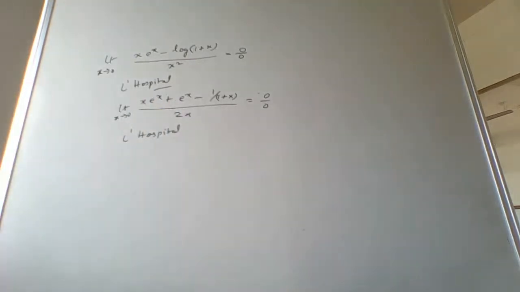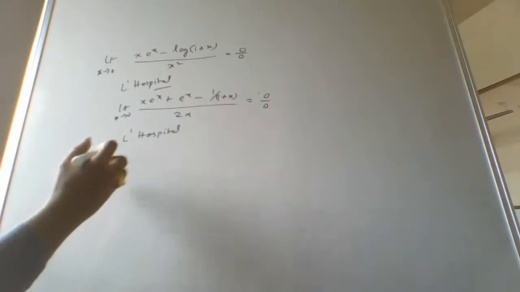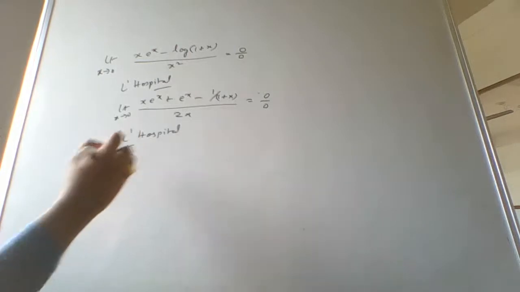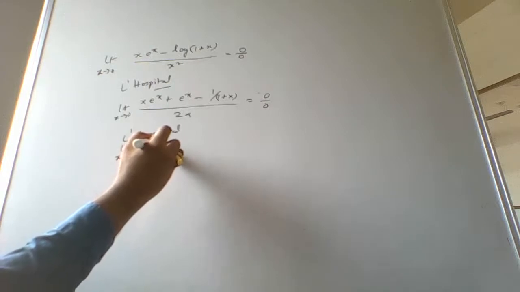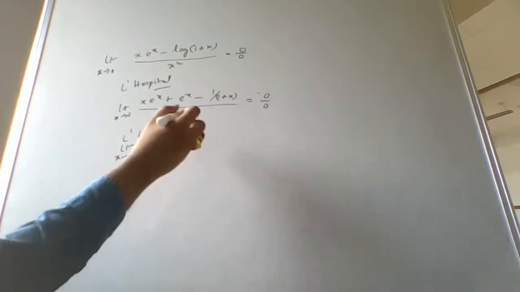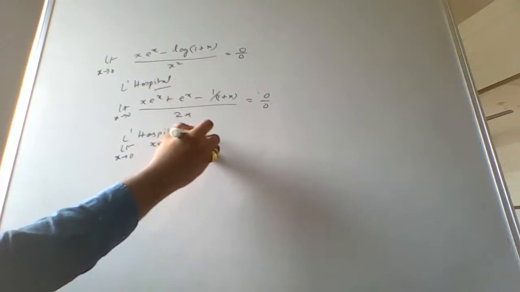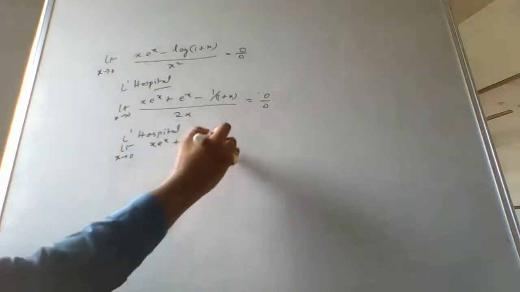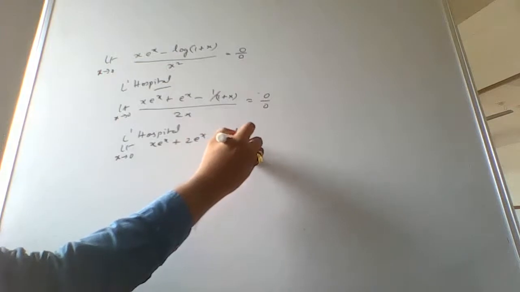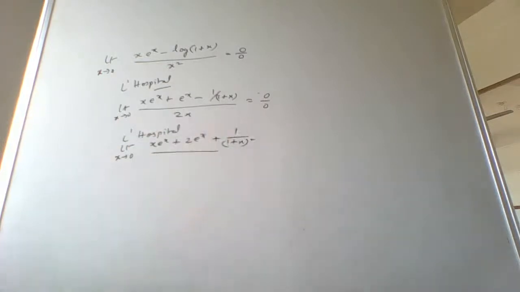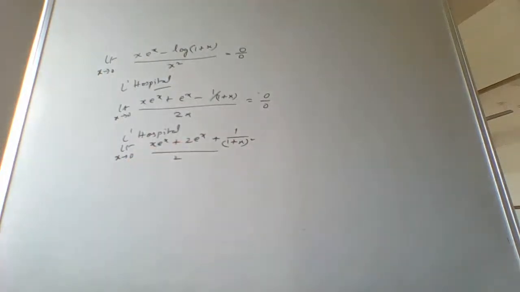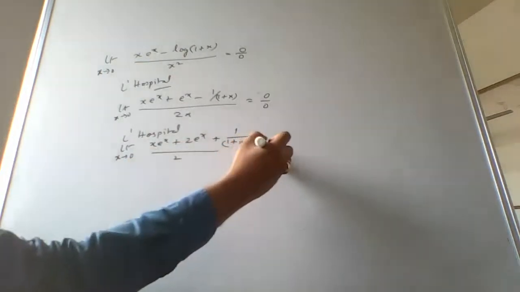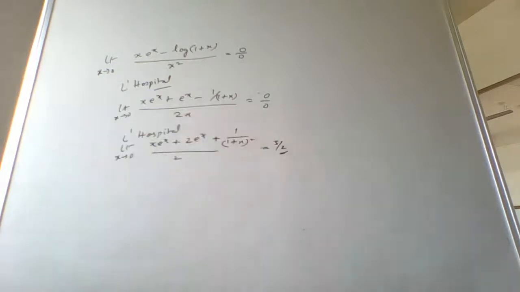So let's substitute that here once again. I get limit x tends to 0. This would be again x e to the power of x plus e to the power of x, plus e to the power of x, so it is 2 e to the power of x, and this would be 1 by 1 plus x whole square. And the denominator is 2. Now when I substitute x as 0, I get 3 by 2 on the whole.